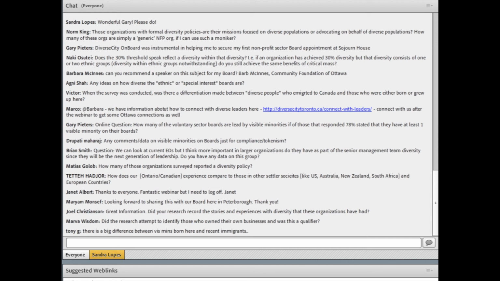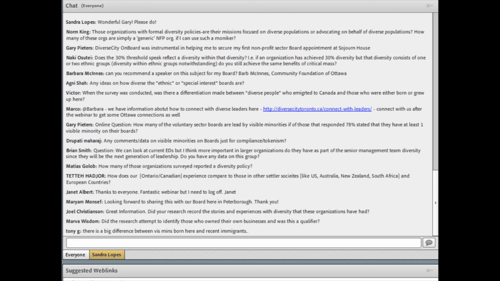Okay, Chris. So, as an academic, I would always be worried about tokenism and the instrumental rationale for recruiting people from diverse communities. In the sampling, I can suggest that there was less of that than you would expect, both as boards report it, but also as organization members or board members report it.